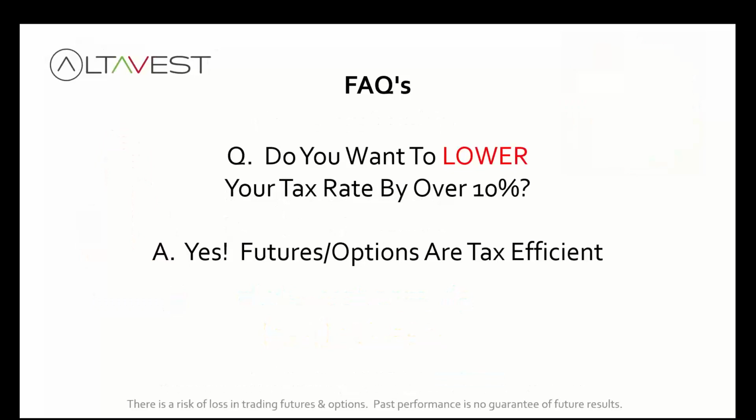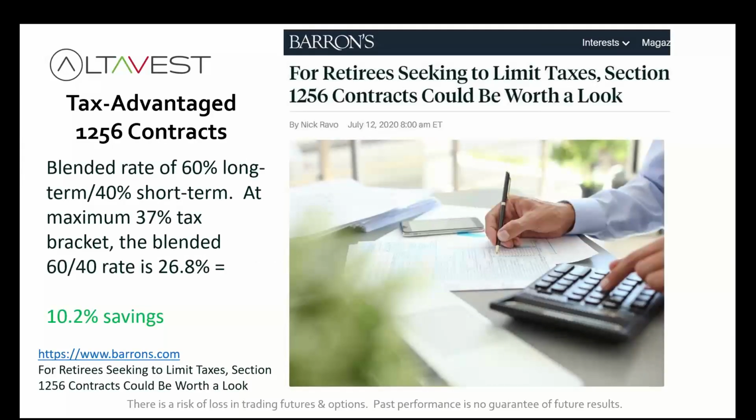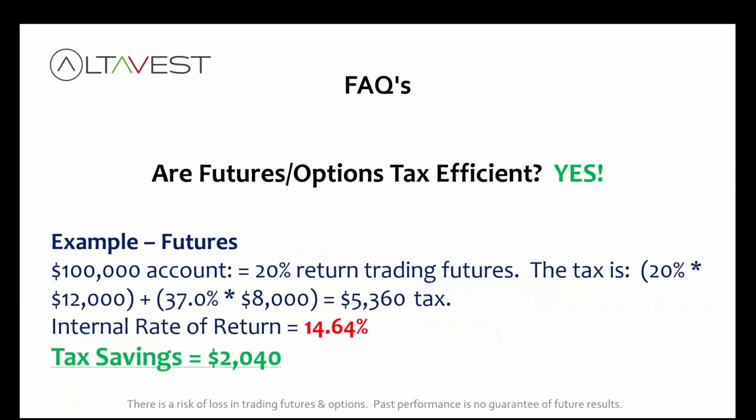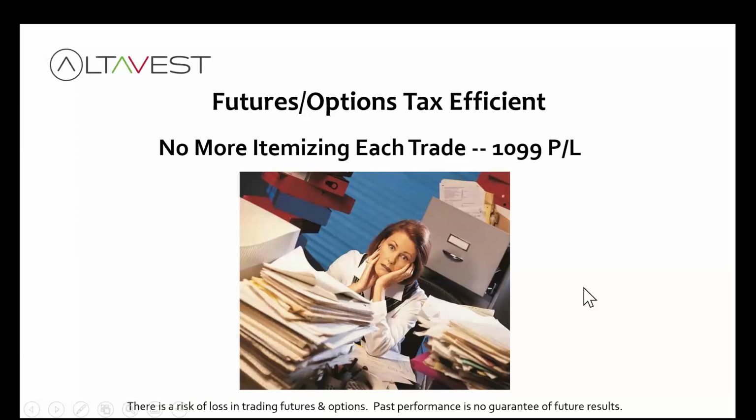Now, a couple questions. Taxes. If you're not trading futures, folks, you're not tax efficient. They have tax advantages that trading in stocks do not. They use a blended rate. 60% of your gains are taxed at the long-term rate, which we know is much less than the short-term rate. For example, if you're trading stocks, you get a 20% return on 100 grand. You're going to have a rate of return of 12.6%. And if you're doing this with futures, your rate of return jumps to 14.64% because of the tax savings. Tax efficient, you save over $2,000 just because you're trading in the most tax efficient environment. And there's no more itemizing and wash sales. You just get the one number in your P&L for your 1099.